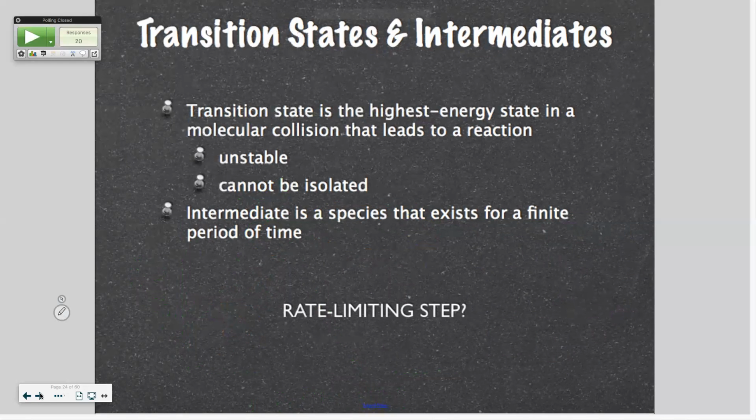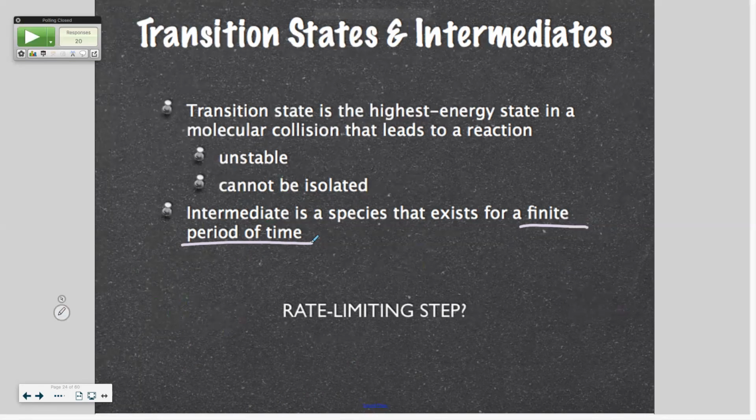Okay. A transition state is the highest energy state in a molecular collision that leads to a reaction. Okay? It's unstable, it can't be isolated. It's that in between where you're taking that step. An intermediate is a species that exists for a finite period of time, but that finite period of time is not like 20 minutes. All right, it's like 20 milliseconds, okay?